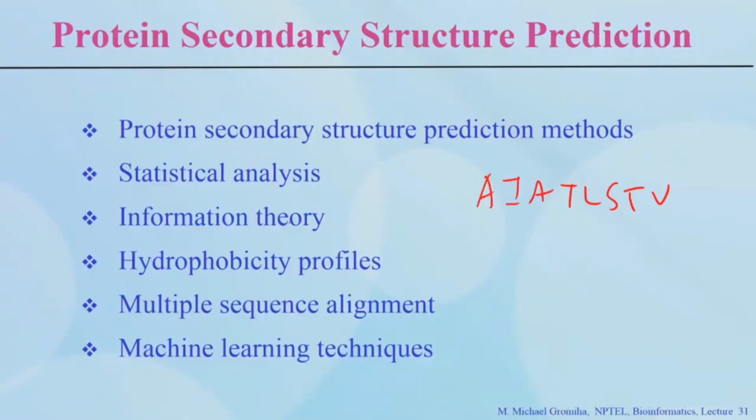Then what is information theory? They use information theory, right, to get the secondary structure based on the information regarding the central residue as well as 8 residues on both sides, right. GOR developed this theory, right. So, there is the information theory. Then hydrophobicity profiles, right. If you have the profile, right.